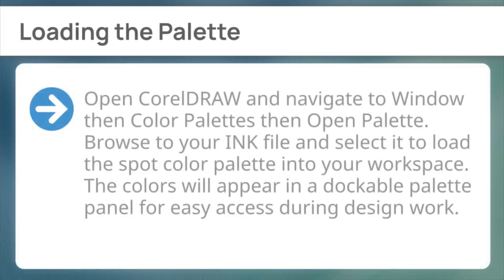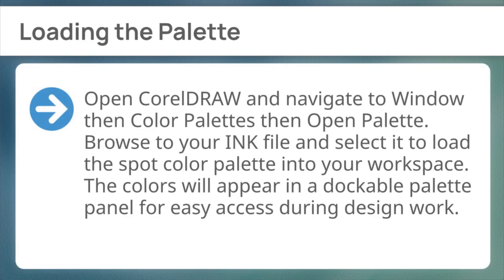First, loading the palette. Open CorelDRAW and navigate to Window, then Color Palettes, then Open Palette. Browse to your INK file and select it to load the spot color palette into your workspace. The colors will appear in a dockable palette panel for easy access during design work.